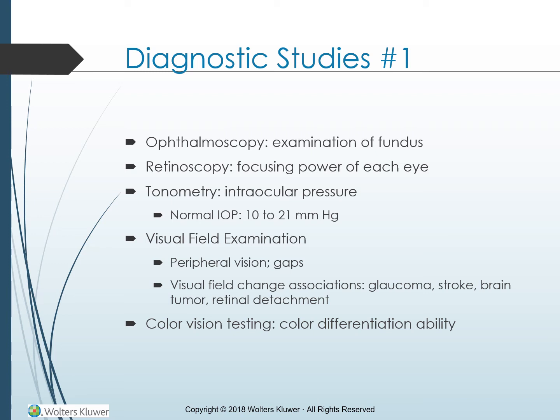Indirect ophthalmoscopy involves the use of an instrument that produces a bright, intense light. The ophthalmologist uses this instrument in conjunction with an ophthalmoscope to see larger areas of the retina, although no magnification is involved.